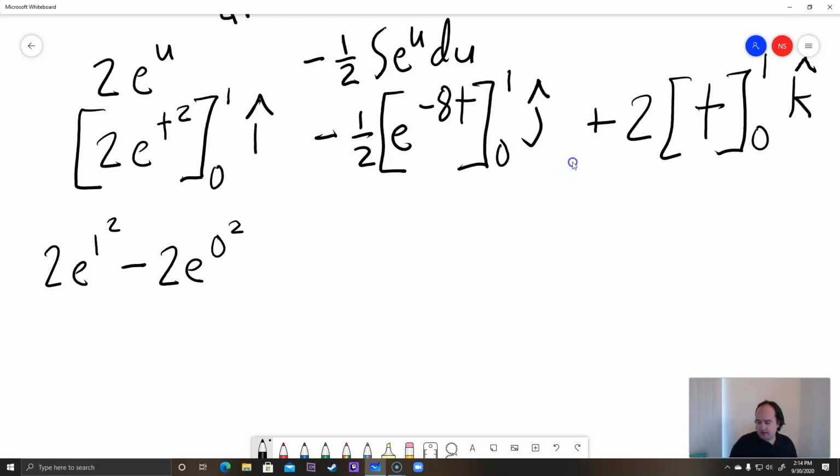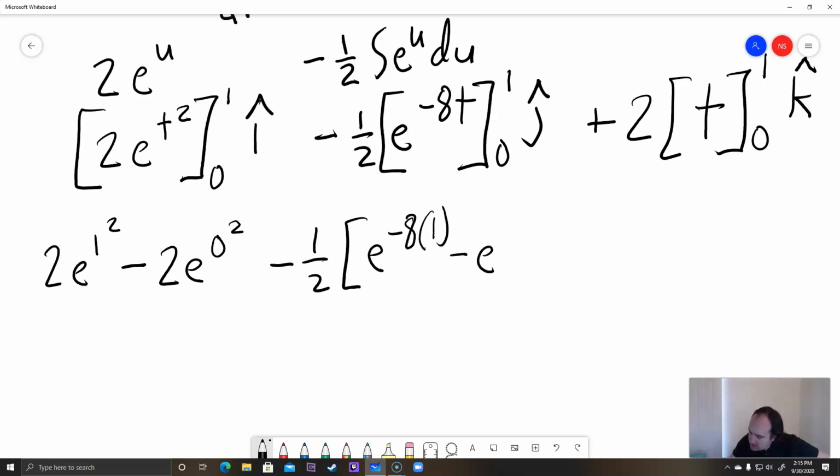And if I wanted to make my life easier, I probably could have factored out that too, but I forgot about that. It's not a big deal. Okay, so here we've got negative 1/2 times the quantity, well, plugging in the top number, we have e to the negative 8 times 1 minus e to the negative 8 times 0. So once again, I'm just plugging in 1, which is the top number, and then I'm subtracting the whole function evaluated at 0, which is the bottom number.